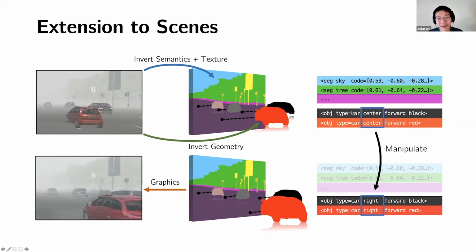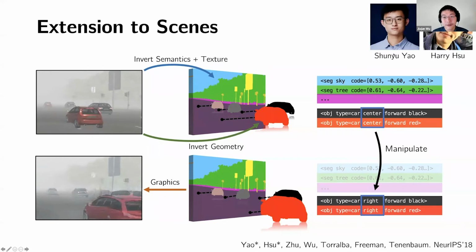I can take the shape, but now with the different positions, and I send it back into this hybrid rendering pipeline to resynthesize how the scene will look, and do forward graphics. Now in the output picture, everything is the same as the input picture, except that the pose or the position of the car has been changed, and they all move to the right. This is joint work with Shenyu Yao and Harry Xu, PhD students at MIT and Princeton.